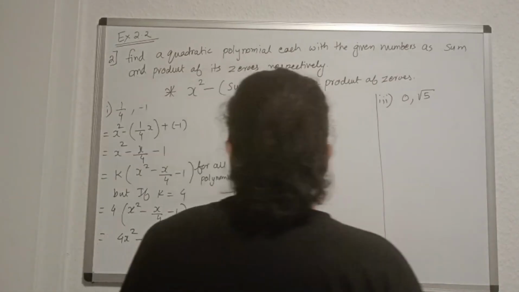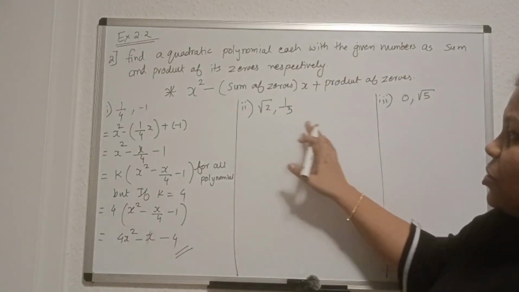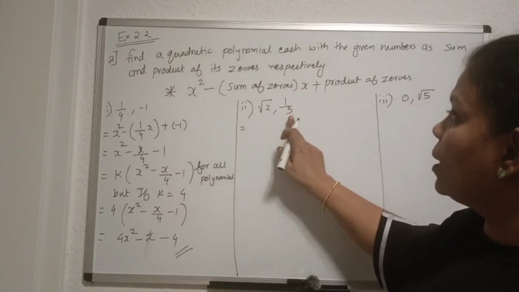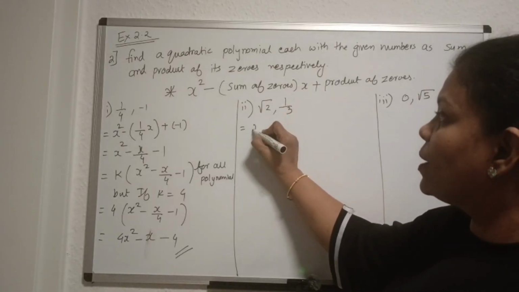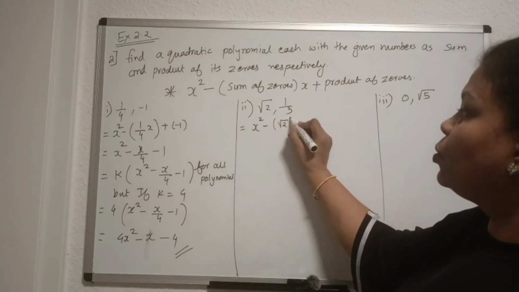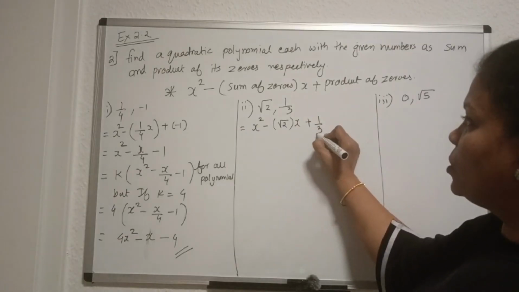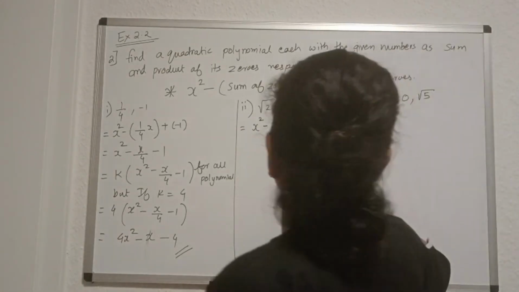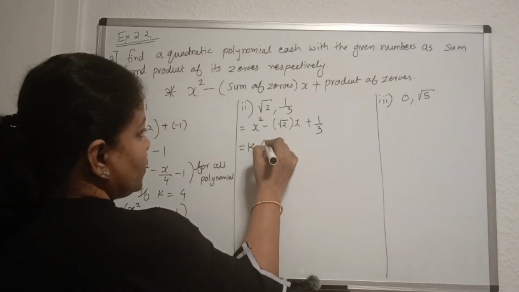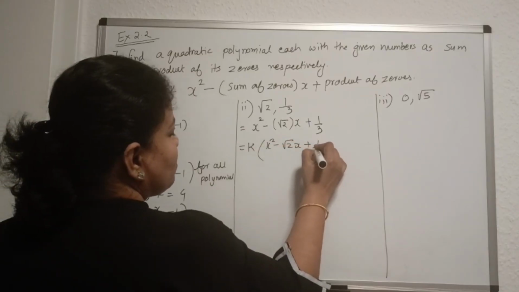I hope you have understood this. So now let us go to the next question. In the next question you have got again sum as root 2 and product as 1 by 3. So you will write x square minus sum of the two zeros into x plus product of the two zeros. So if you see this again you got a fraction. That means you will introduce a letter called k, that is x square minus root 2x plus 1 by 3.